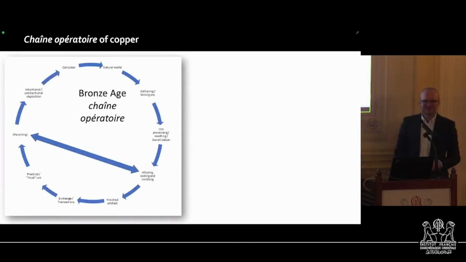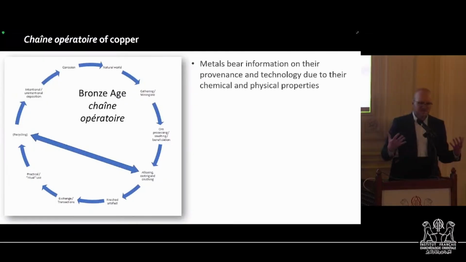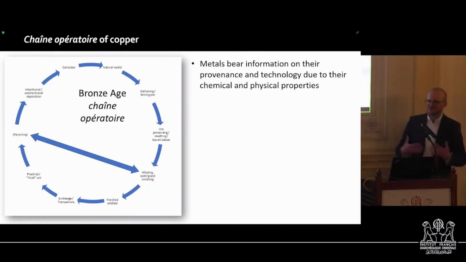The chaîne opératoire was quite often mentioned already yesterday. Here it is again. We will be working with a chaîne opératoire of copper, which is a process. If you want to produce any copper artifact, you need to follow certain steps from the copper ore until the resulting artifact, which you can then recycle. Fortunately, metals bear information on their provenance and technology due to their chemical and physical properties. The interpretation is quite complex, but you can work with it.